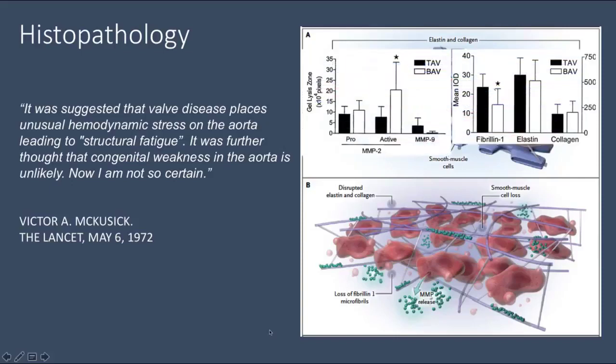If you look at some of the tissue samples of aortas from those with a bicuspid aortic valve versus those with a tricuspid aortic valve, you can see there's relative deficiency in fibrillin 1, and there's increased expression of matrix metalloproteinase 2. And this is also something that has been described in Marfan syndrome.